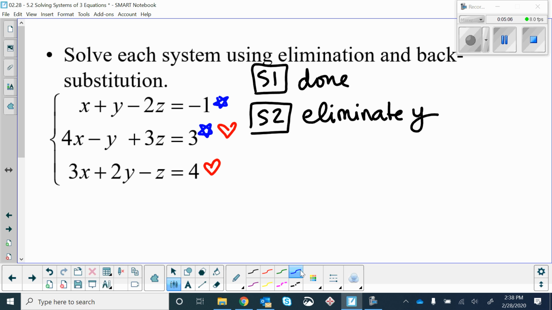So let's do the star system first. I can add them right now to eliminate the y's. But before I write it down, I'm going to do something, and you'll see this in my keys, in my homework, and in the notes. I'm going to call these R1, R2, and R3. What do you think that R stands for? Rows, right? So that's row 1, row 2, and row 3.